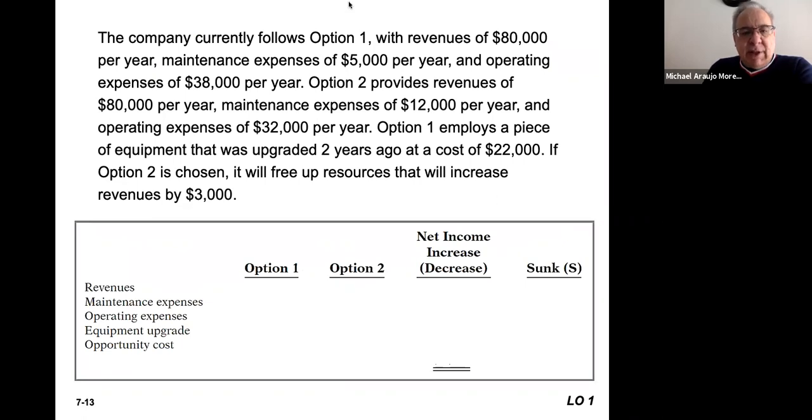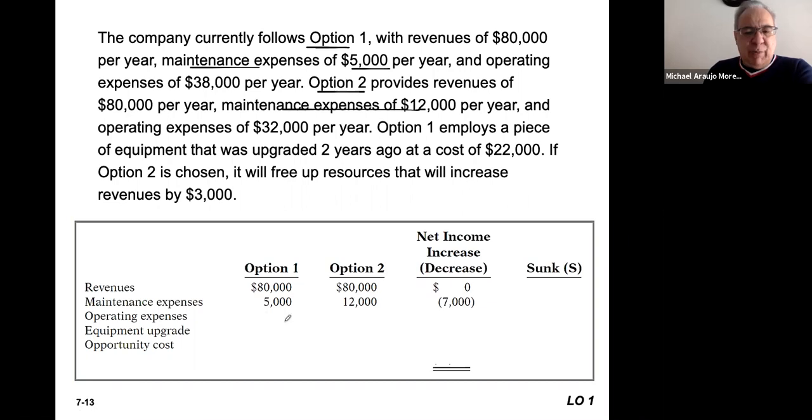So first things first, the company currently follows option one, which is revenue of $80,000. Option two is also revenue of $80,000. So no change in the revenue in both options. Maintenance expenses for option one are $5,000 a year. Maintenance expenses for option two are $12,000 per year.